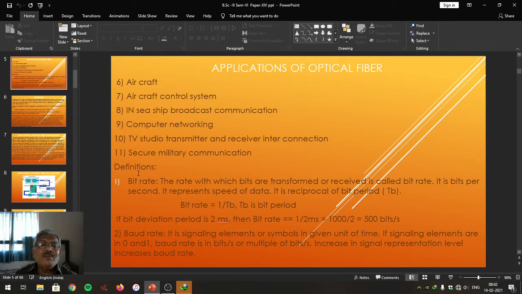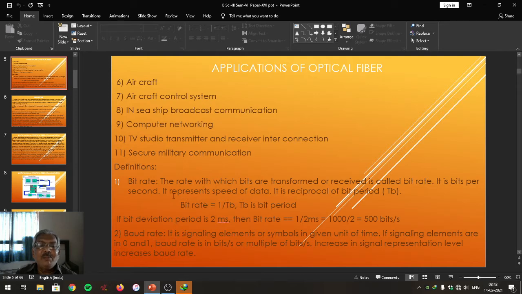Bit rate represents the speed of data. Once we know the bit rate, definitely we can get the idea about the speed with which the data is transmitting or it is going to be received. Mathematically, it is defined as the reciprocal of the bit period. That is, bit rate is equal to 1 upon bit period, that is TB. TB is the bit period. Bit period means time required to transmit one bit. Maybe it is 0 or it may be a 1. So its reciprocal is going to give us the bit rate.